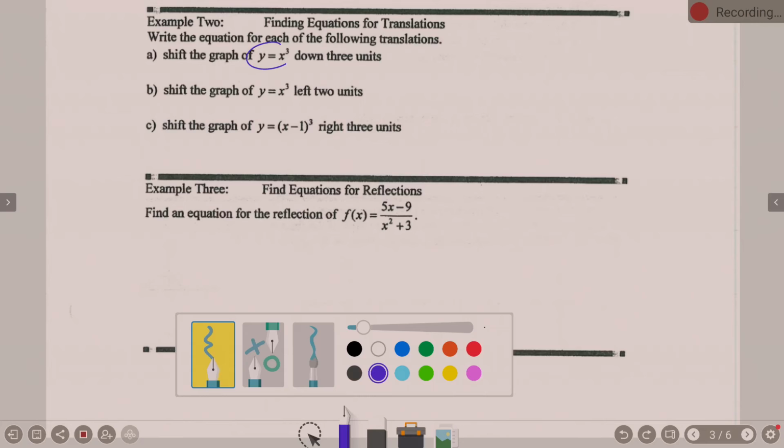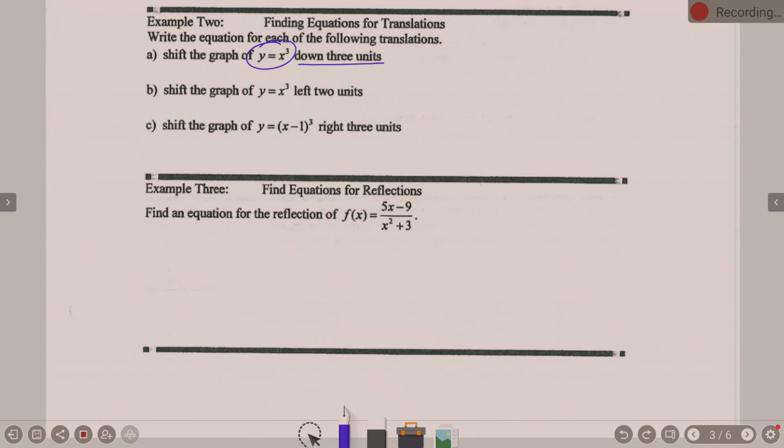So, using y equals x cubed, down 3. Thoughts on what that equation looks like? Y equals x to the power of 3 minus 3. Okay, yep. Y equals x to the power of 3 minus 3. Nothing fancy. It's an up or down, and so you just add or subtract the number on the end.